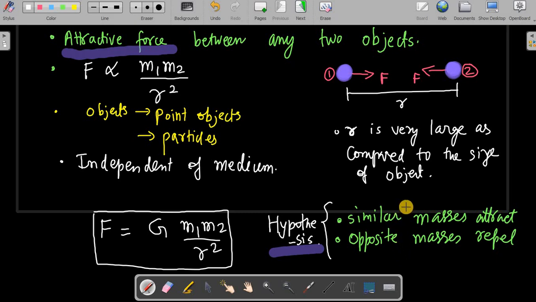In problems we'll see that when we are subtracting some masses from a system of masses. Okay, that time we'll see. Just like in charges, opposite charges attract and similar charges repel. Here it's just the opposite in this hypothesis. Similar masses attract and opposite masses repel. Okay, and we can do calculations based on it.